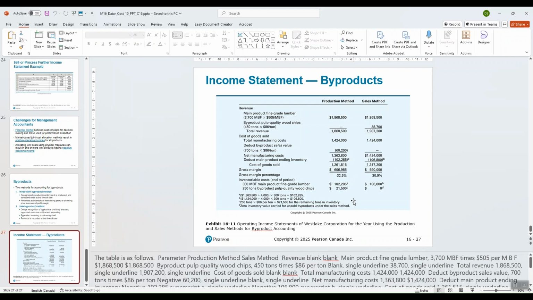So the companies will definitely pick one or the other method. Are both the methods acceptable? Yes, both the methods are acceptable for reporting purposes. So the management can decide whichever method they use. They want it to be consistent with the method that's applicable as well.